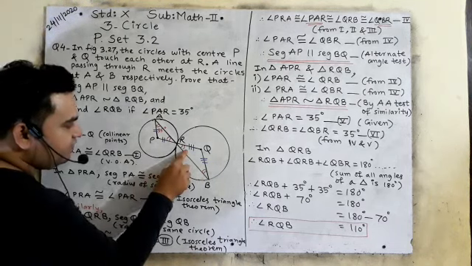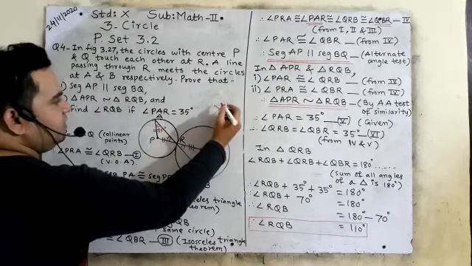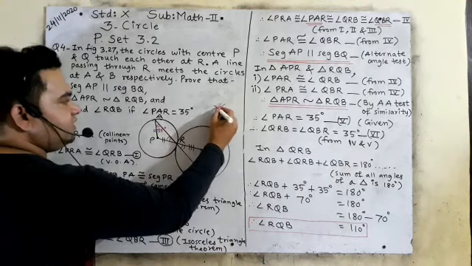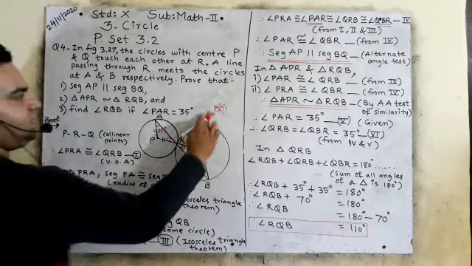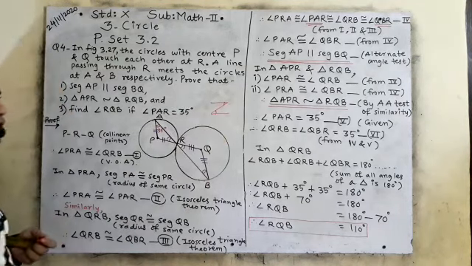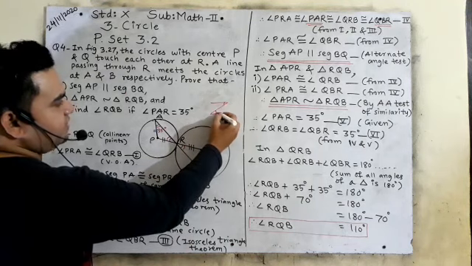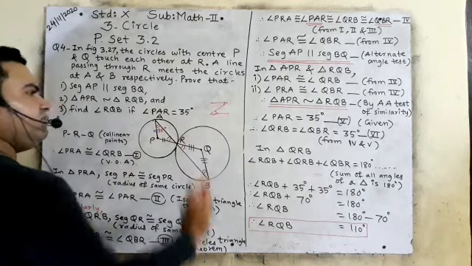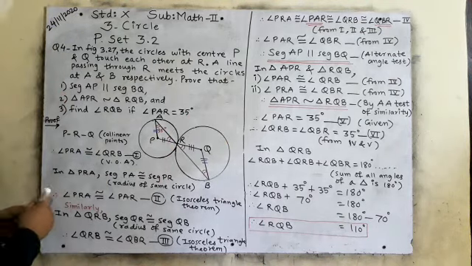Why will this be 35? Can you see the X here? If there is an X, the vertically opposite angles will be congruent to each other. Do you remember? And if there is a Z, then what will we say? Alternate angles. Alternate angles are possible because two lines are parallel. If two lines are parallel, there will be the property of alternate angles. So in this question we will see the X.